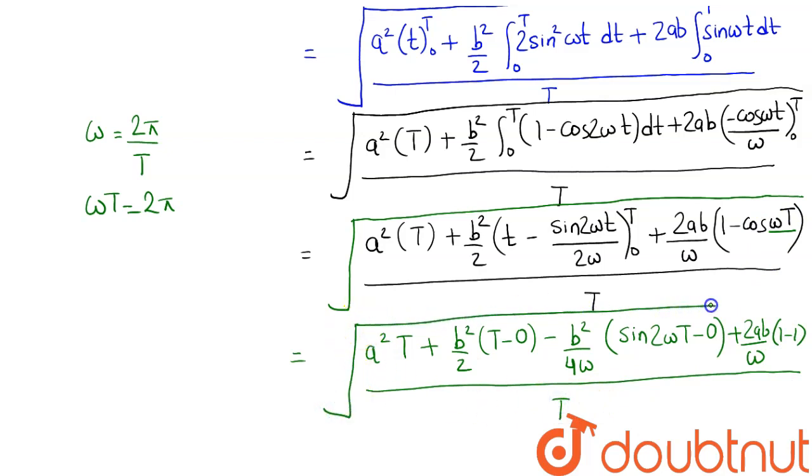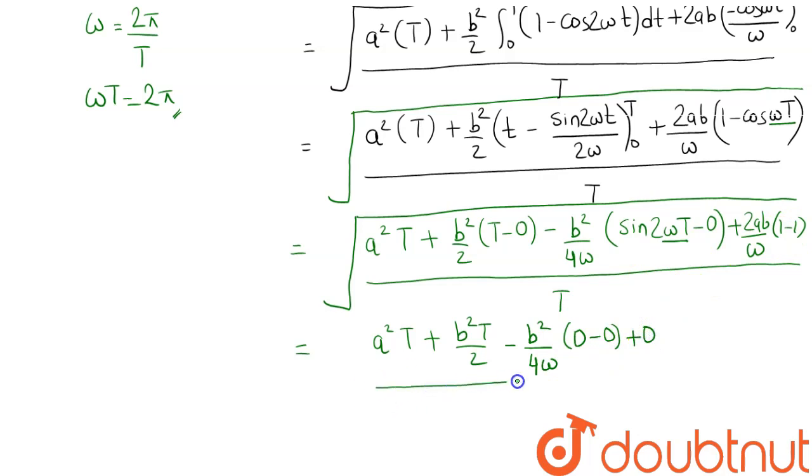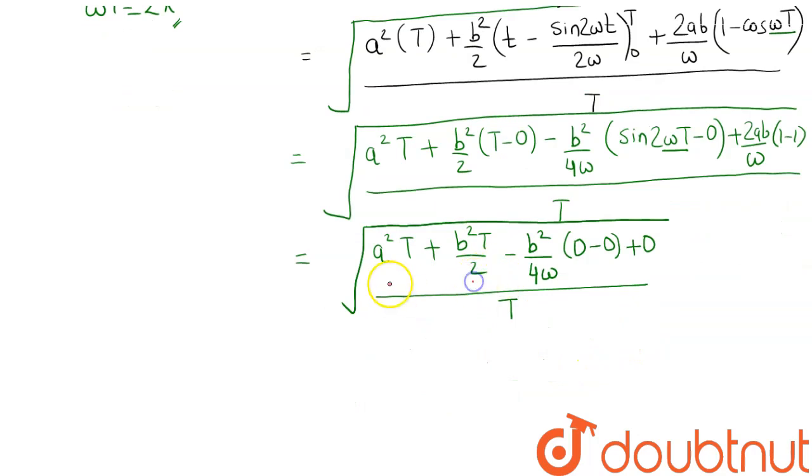So now this further simplifies as A square into T plus B square T by 2, and then minus B square by 4 omega and sine 2 omega T. Omega T here is 2 pi, so sine of 2 into 2 pi is sine 4 pi, which is 0 minus 0, and 1 minus 1 becomes 0, so this part here becomes 0, divided by T. Now square root of this quantity, so we can see these both parts become 0, so taking T common for these two expressions, this comes as A square plus B square by 2, and the square root of this gives us the RMS value or the effective value.